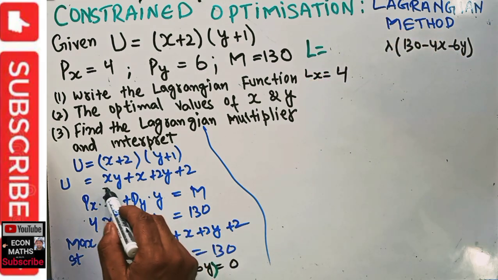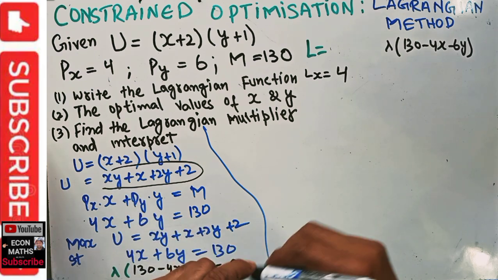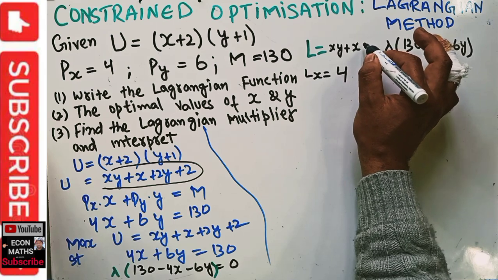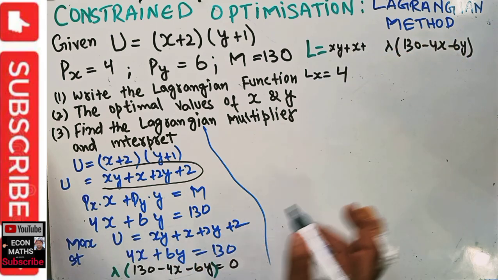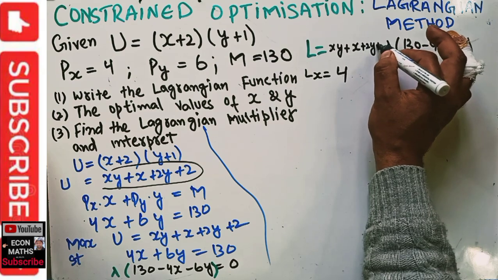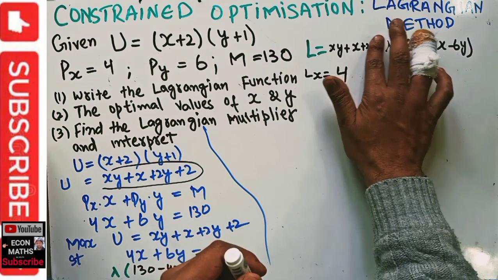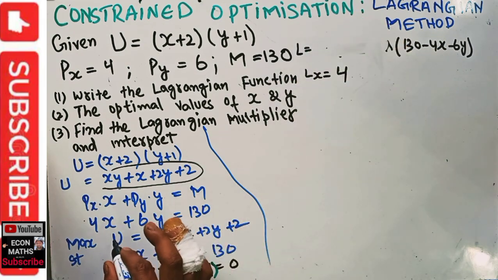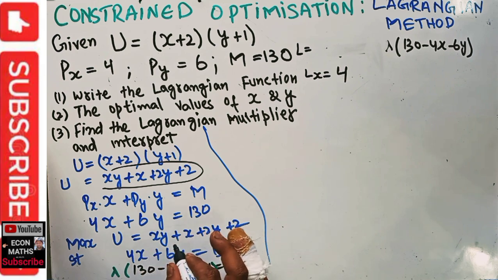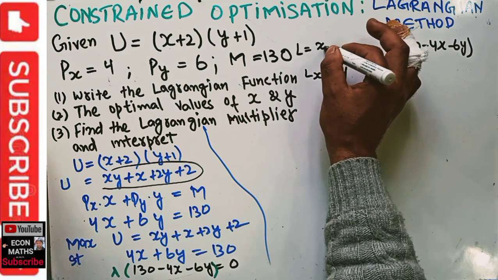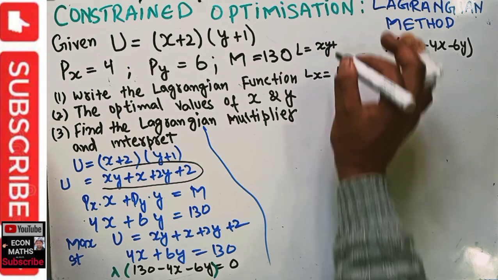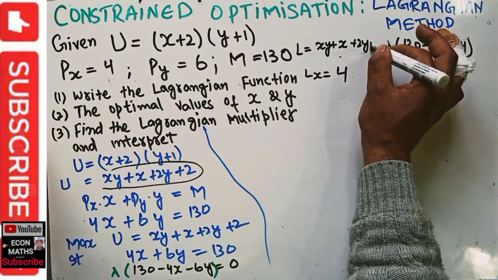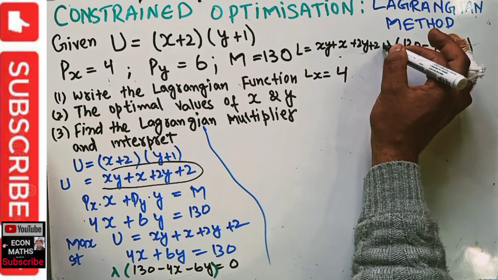This is our utility function, that is xy + x + 2y + 2. Okay, let me rub this out. So our L, the Lagrange's function, is the utility function, that is xy + x + 2y + 2, plus this resulting constraint term, lambda times (130 - 4x - 6y).